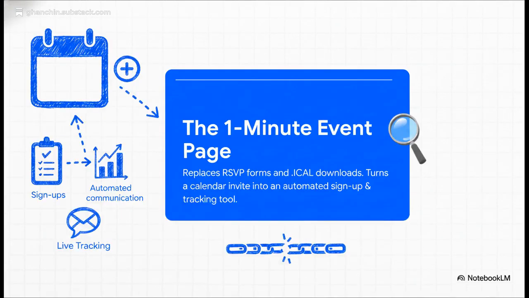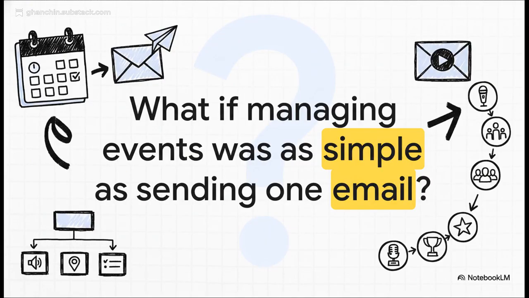So when you boil it all down, the 1-minute event page is pretty much a direct replacement for all those clunky, outdated systems. It takes one familiar action, making a calendar invite, and turns it into a complete tool for signups, live tracking, and totally automated communication. Which leaves us with a final thought here. We just walked through a system that runs entirely off a single calendar invite. It kind of makes you wonder, what if all the complexity and headaches of event management could be simplified down to the simple act of sending one email? It seems like that's exactly what this is designed to do.